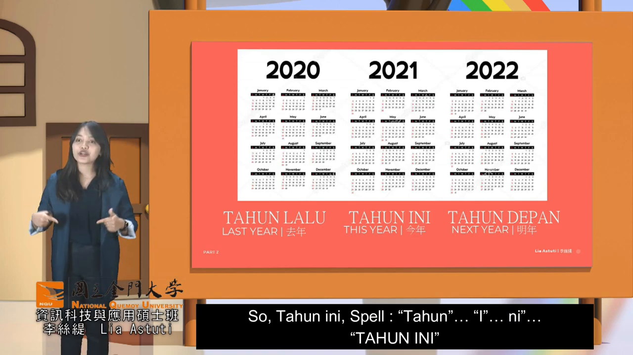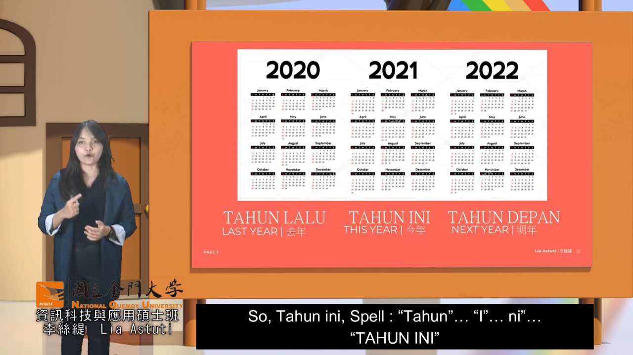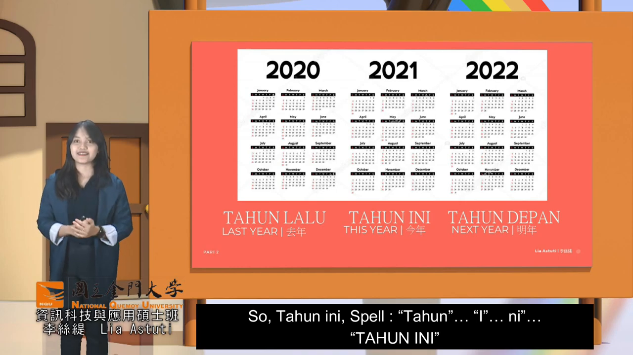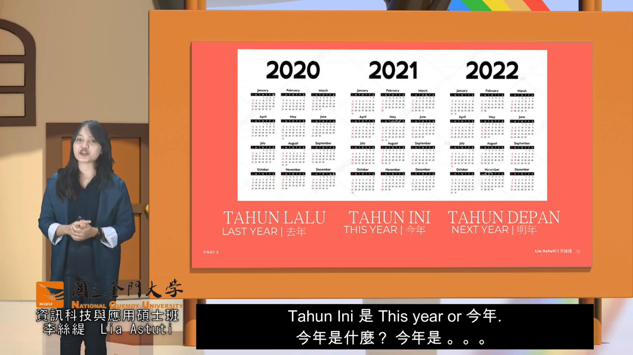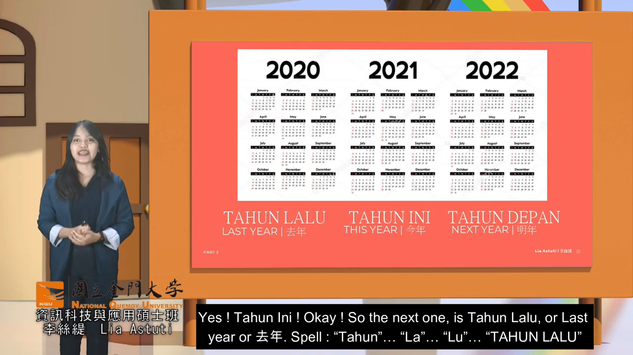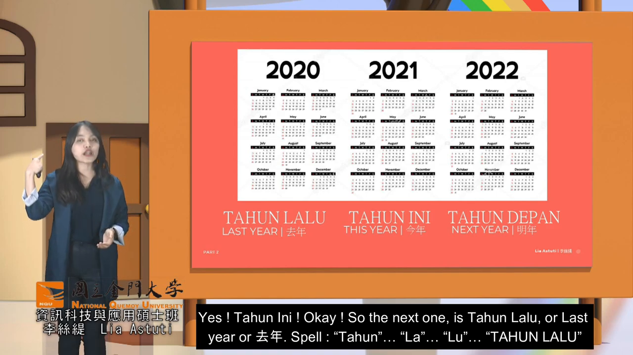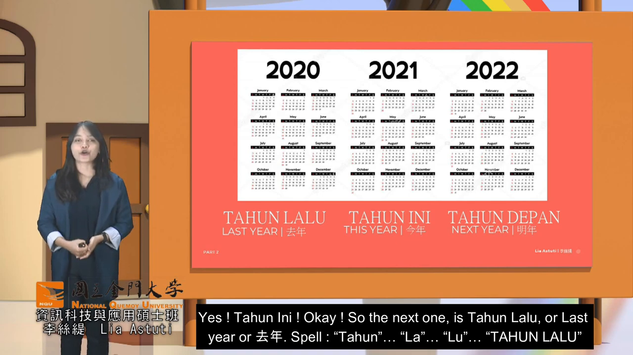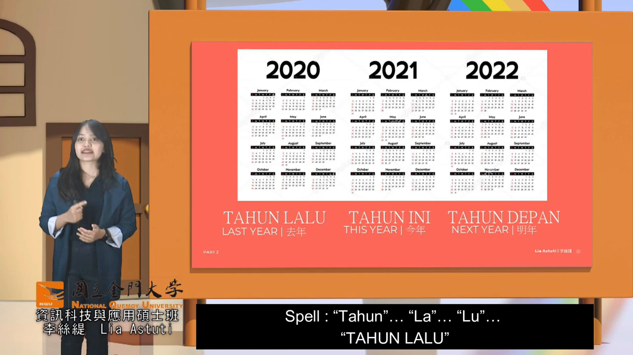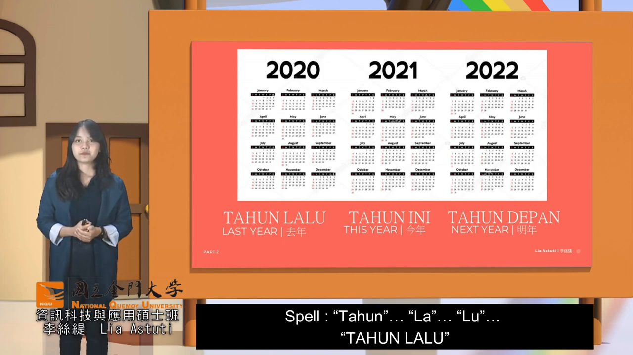So, tahun ini. Tahun ini. Okay? Tahun ini is this year. Yes. Tahun ini. Okay. So, the next one is tahun lalu, or last year. Okay? Tahun lalu. Tahun lalu. Tahun lalu.